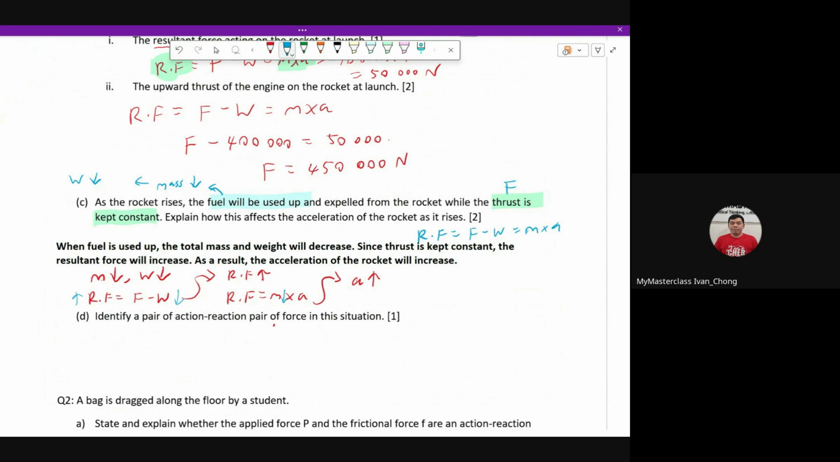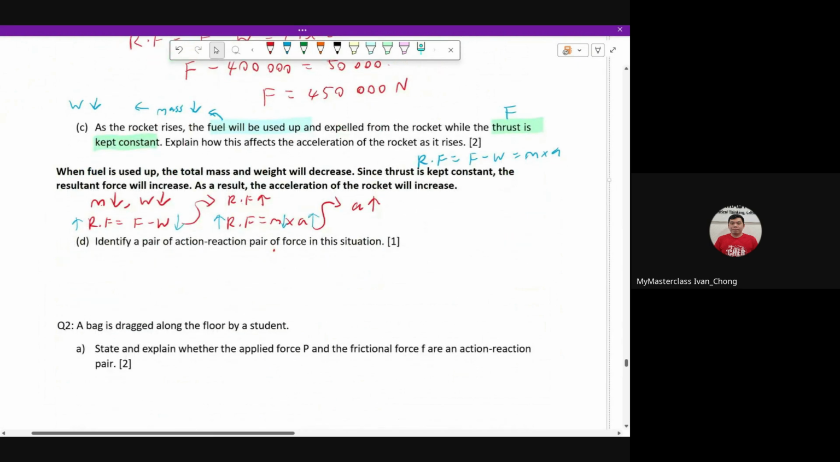Then don't forget, your mass decreases as your resultant force increases, so acceleration will increase. Okay, so just be careful. Take note of this. It's just using all the keywords inside here: mass, weight, thrust, resultant force, and acceleration. Can you see that all 5 of these in the equation are all mentioned over here on the right?